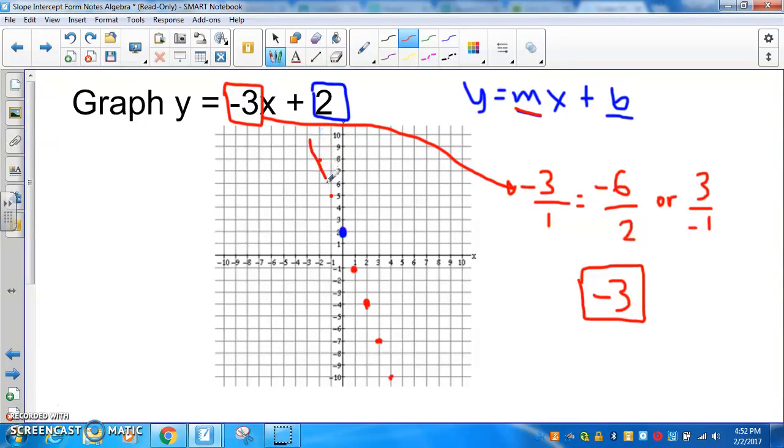If you have any points that do not fall on the line, then you probably miscounted, and you probably want to go back and just double check. If you do that, make sure there are arrows signifying that it goes on forever. That is it. Hopefully your line's a little straighter than mine.